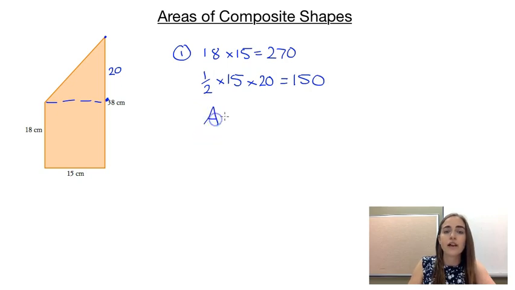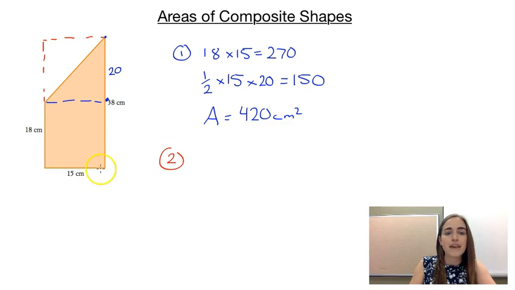So to find the total area, we would add those two areas together, and we'd end up with 420 centimeters squared. The second method that I can see for doing this is, again, instead of breaking the shape down, to build it up. So if we looked at this rectangle as a whole, I would do my base times my height, so 15 times 38, which would give me 570.